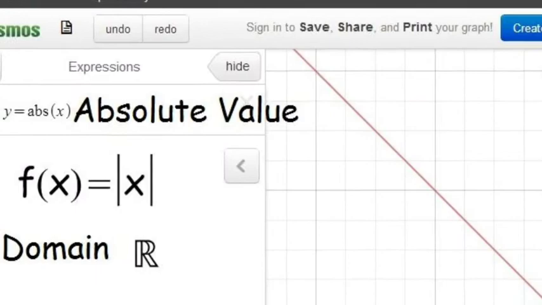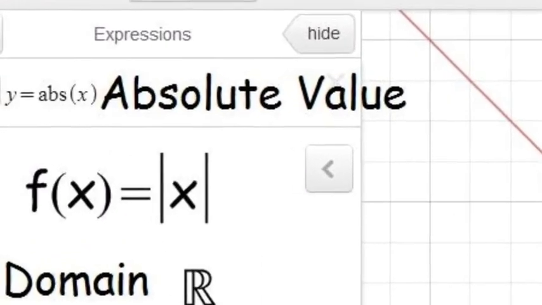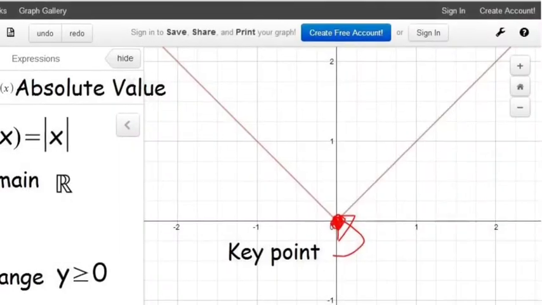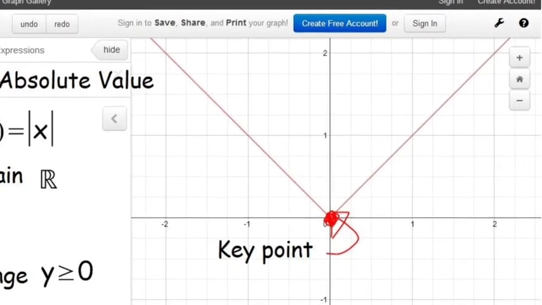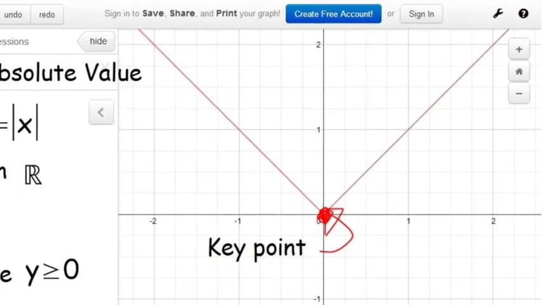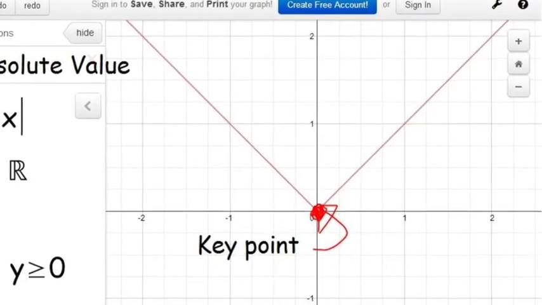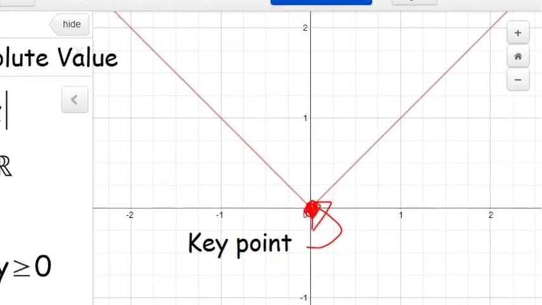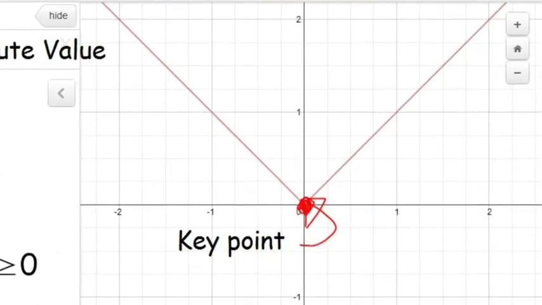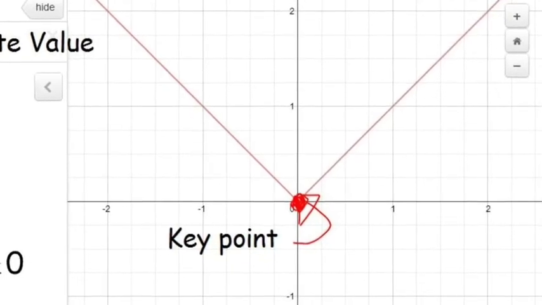Our final parent is the absolute value function. F of x equals the absolute value of x. This graph looks like a V, a line going down to the origin and then going back up again with a slope of 1. The key point on this graph is that turning point at the origin 0, 0, where our negative numbers flip and become positive again.